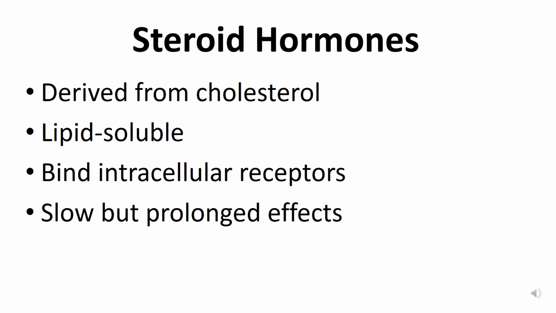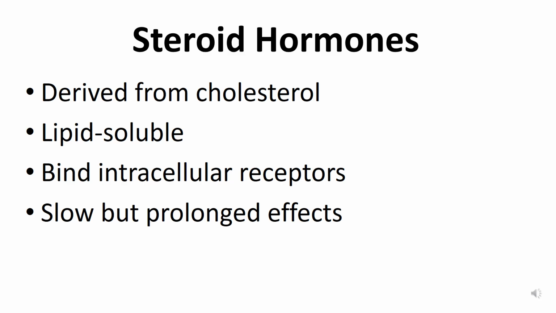For example, cortisol helps the body respond to long-term stress. Estrogen and testosterone guide reproductive development and secondary sex characteristics. These hormones influence processes that happen gradually over time. Steroid hormones are especially important for long-term regulation. They help control inflammation, reproductive cycles, and energy balance.